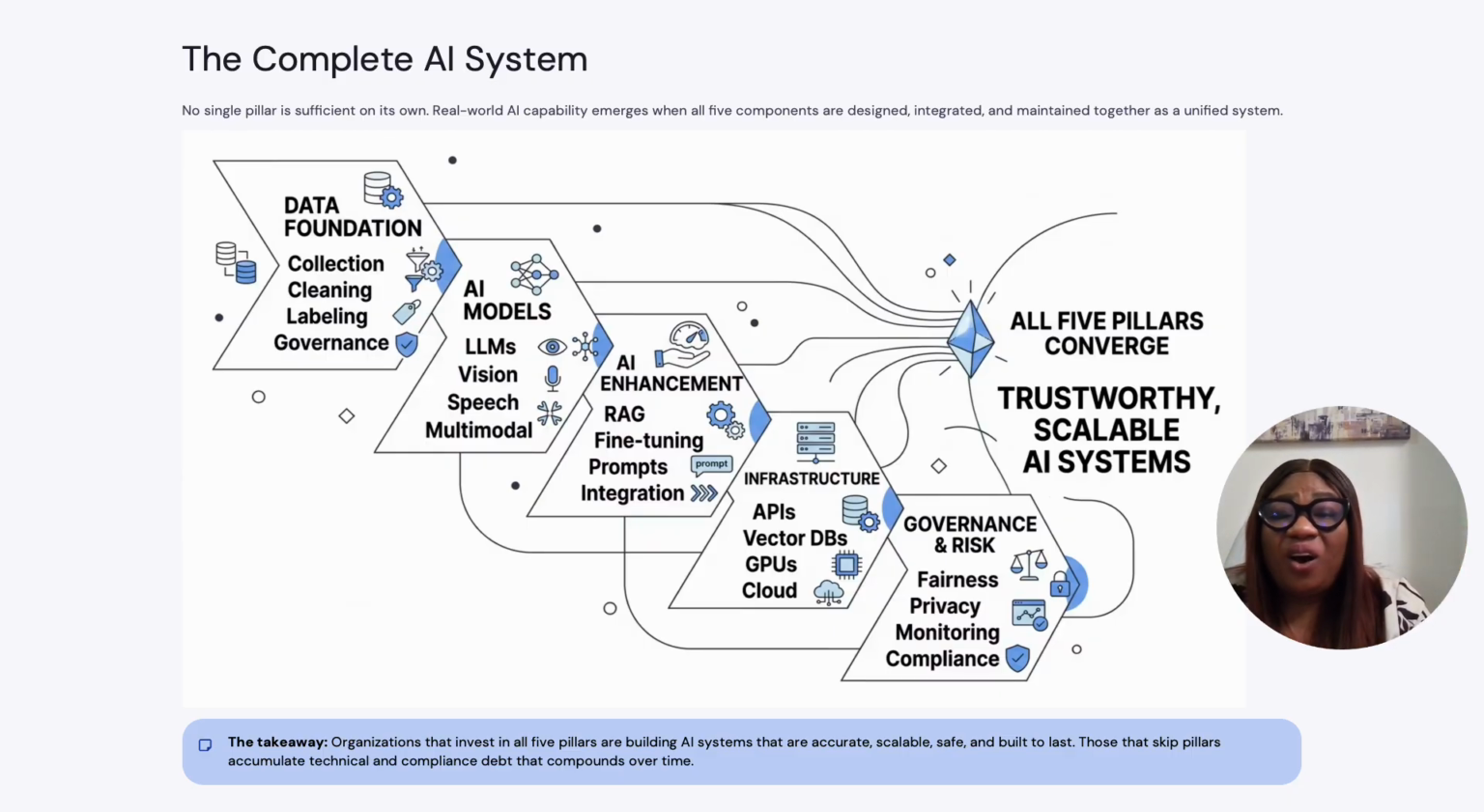All these pillars work together for the organization to build an AI system that's reliable, scalable, and safe for real world deployment. And if you look at it, what we actually need is a trustworthy and scalable AI system. So all these five pillars are actually the core bedrock of our modern system, and they are necessary for us to build a trustworthy and scalable system.